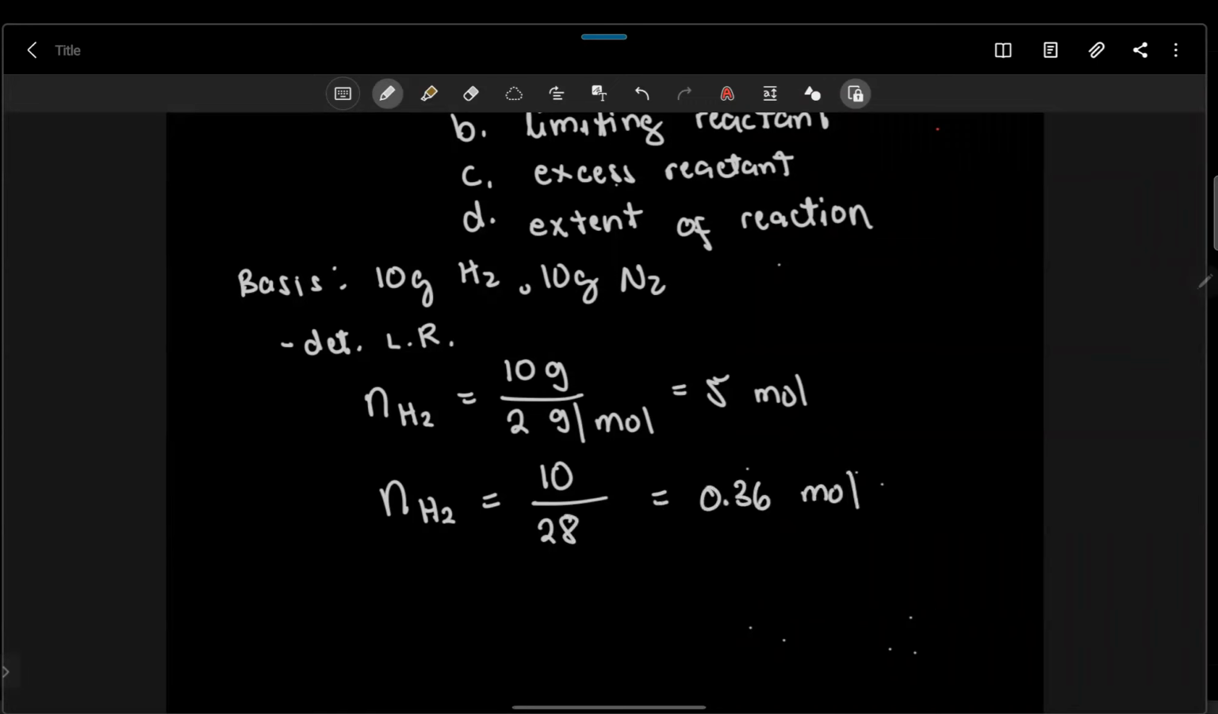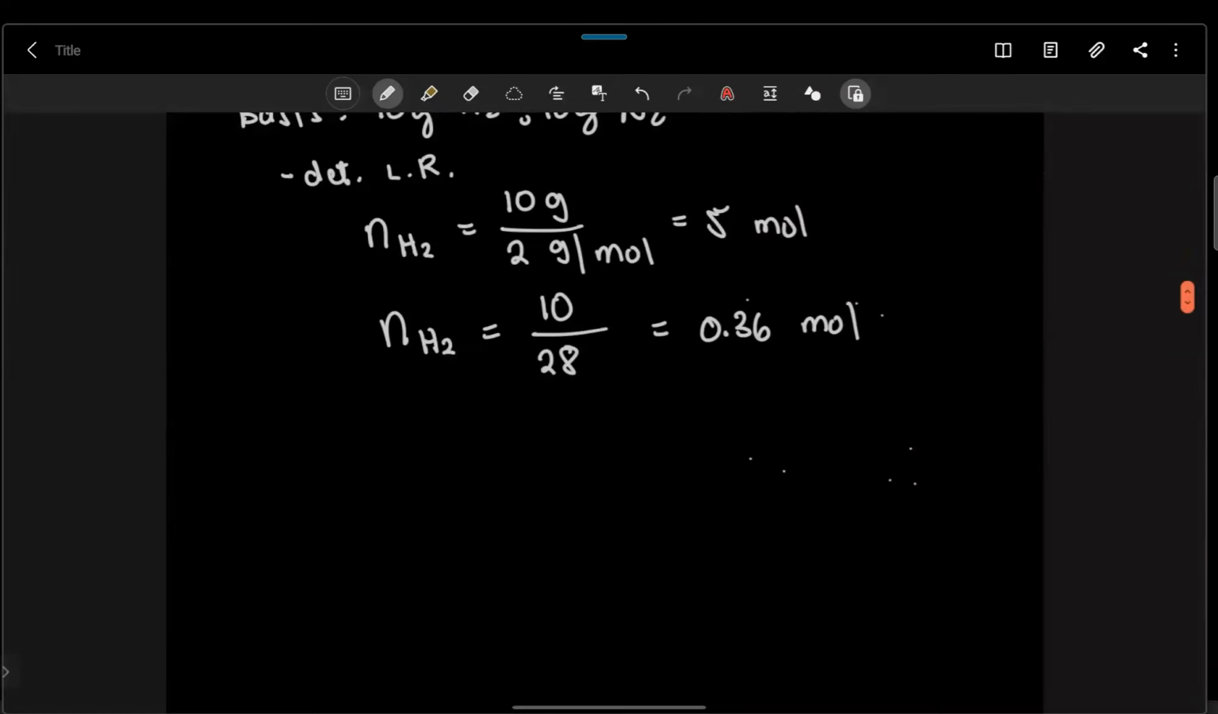So at this point, we know the moles of the two reactants. But we cannot yet tell the limiting reagent from those given or calculated values alone. So how do we know which is the limiting reagent? We need to compare with our stoichiometric relationship. The stoichiometric ratio of hydrogen and nitrogen, okay, we compare that to the available ratio.